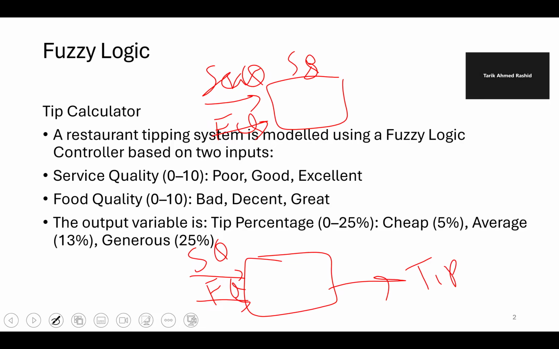So here we have service quality. We need to know the edges: we have poor, good, excellent. Likewise, for food quality, we have bad, decent, great. The range for service quality is 0 to 10, and the range for food quality is 0 to 10 as well. For tip percentage, it is 0 to 25%. Cheap would be 5%, average would be 13%, generous 25%. So that's how we set up the system.